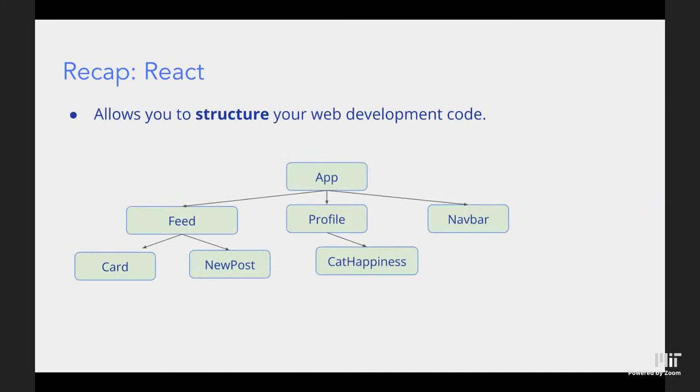Next, we have a quick recap on React. So React is really useful because it allows you to really structure your web development code into different components. So here at the top level, we have our app component. We have 3 child components, the feed, the profile, the navbar. And then the feed has 2 child components, card and link post. And the great thing about React is it allows you to reuse your components again and again. And so, for example, we can have an arbitrary number of cards in our feed to account for a feed that grows longer and longer. And this is really useful.